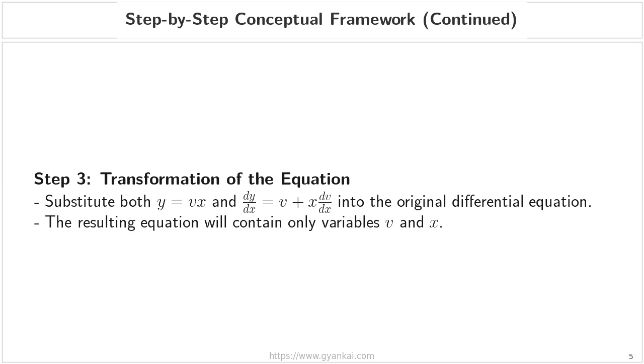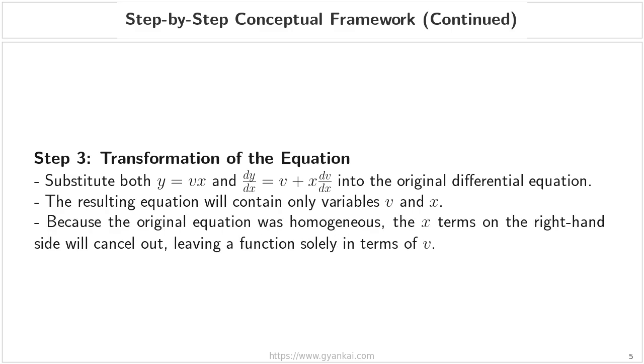Once you perform this substitution, you'll notice something very important. The resulting equation should now only contain the variables v and x. Now, you might be wondering, why does this happen? Well, because we started with an equation that is homogeneous. The x terms on the right-hand side will mathematically cancel each other out. This is the magic of the method. It leaves you with a function that is solely in terms of v. This is crucial because, as we will see in the next slide, this transformation is exactly what allows us to move into the separation of variables.